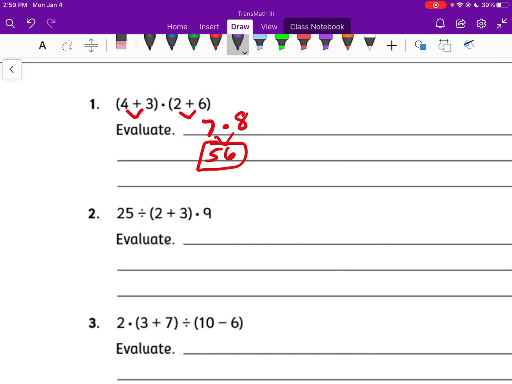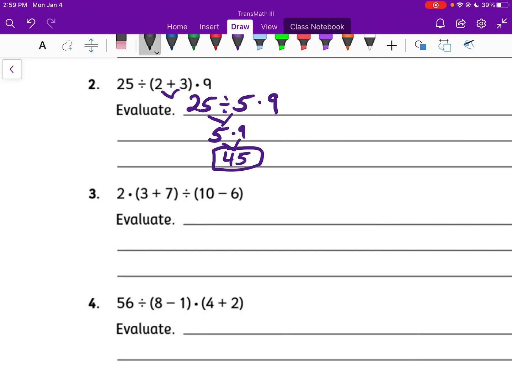For number 2 then, we have a parenthesis, so we have to take care of that first. Rewriting that 25 divided by that 2 plus 3, which we get 5, times 9. Now I see division and multiplication, so since that's the only thing left, I'm just going to work from left to right. 25 divided by 5, I will get 5, times 9, and 5 times 9 is 45. Okay, so 45 is the answer for number 2.